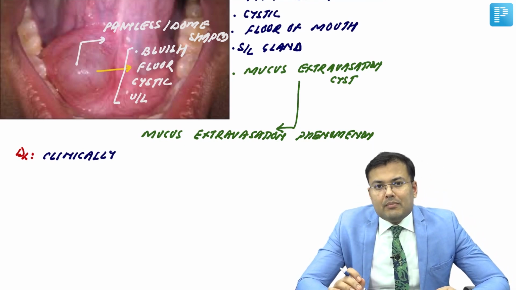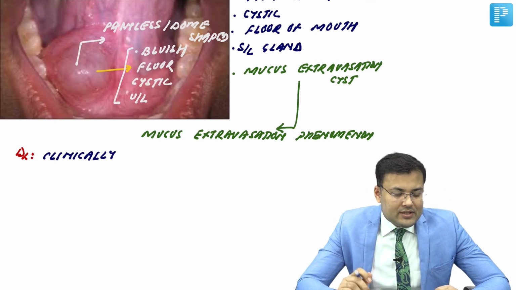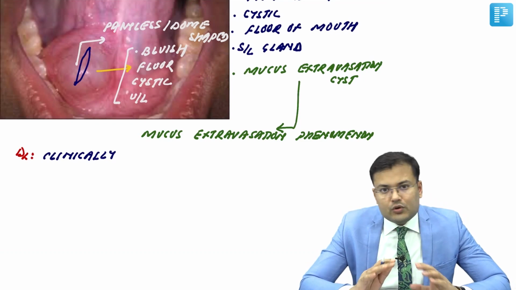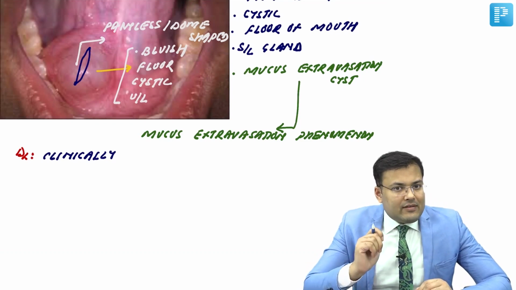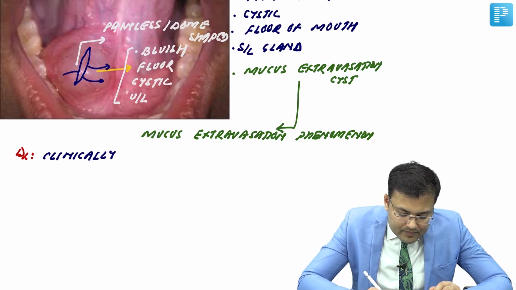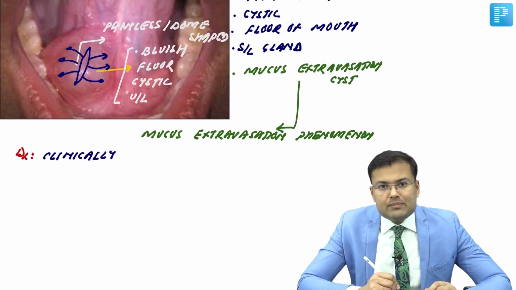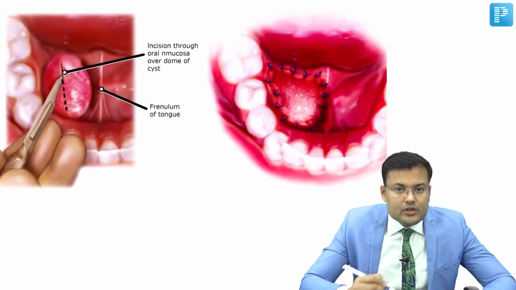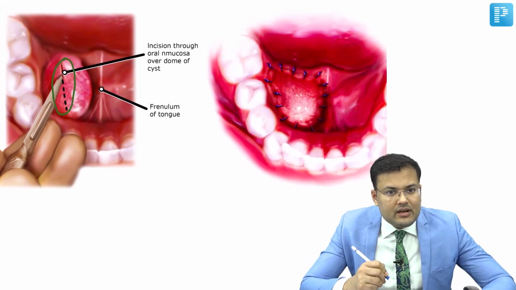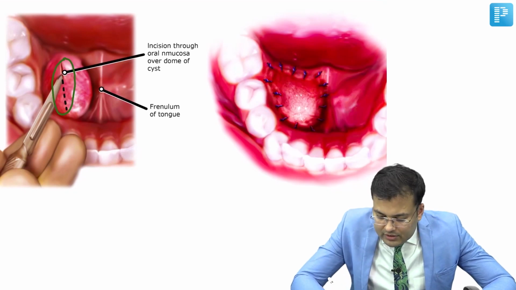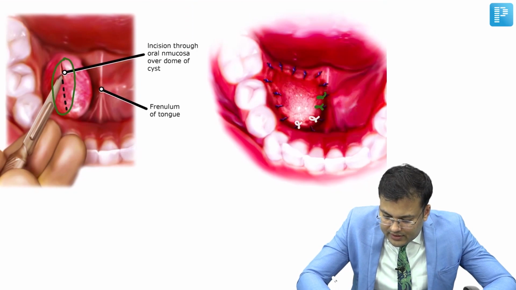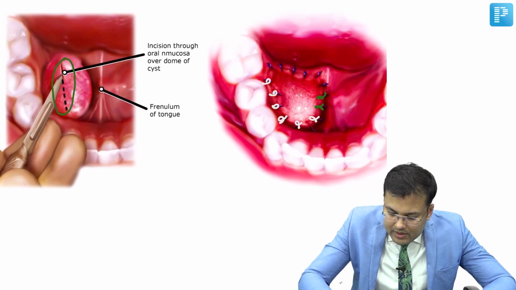We are going to perform marsupialization. What is marsupialization? This is the ranula. You give an incision over the cyst. So over the cystic swelling you give the incision, and after giving the incision, the content is sucked and the wall is sutured to the surrounding. Clear? So this is marsupialization. How is it done? Here you can see, first we give the incision over the dome of the cyst. After that, the walls of the cyst are sutured to the surrounding. So this is known as what?